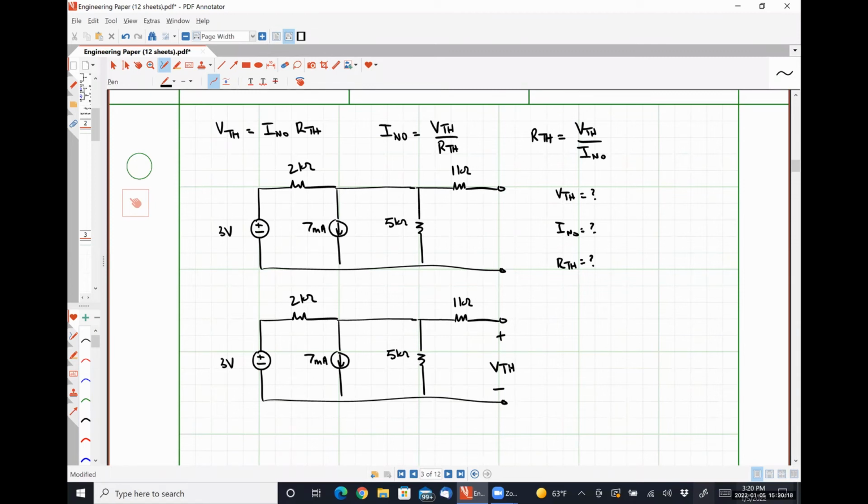Let's do nodal. We've been doing mesh a bit. I'm going to choose this bottom node as my reference. So let's call this VA. Let's call this guy here VB. And let's call this guy here VC. A couple of things here. Obviously, we don't even really need to use a variable VA because we can see by inspection that VA is exactly equal to 3 volts. So that's going to be one of our equations. We'll use that in a minute.